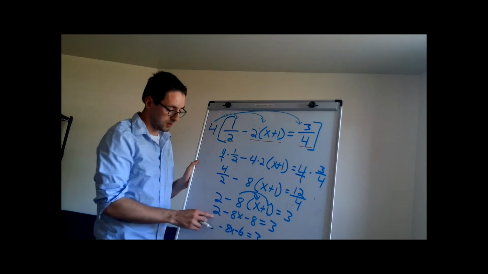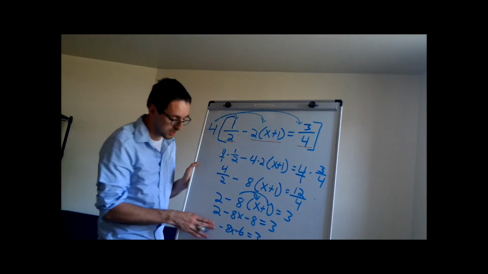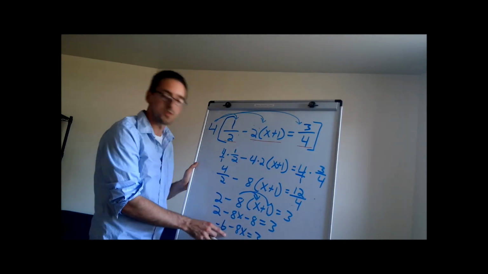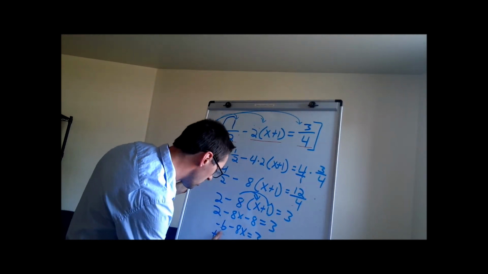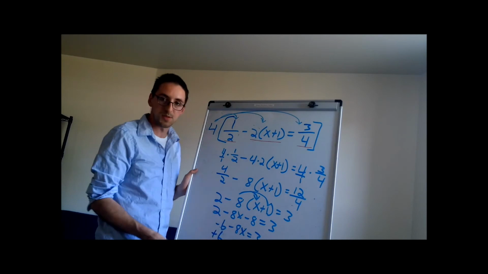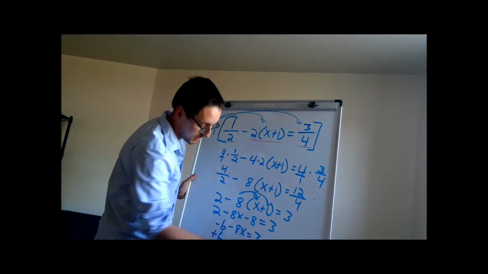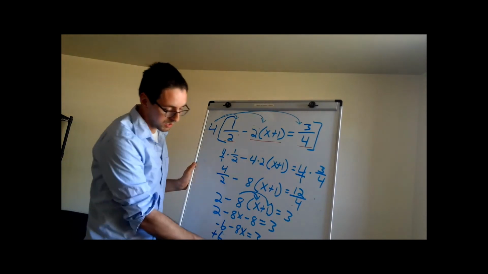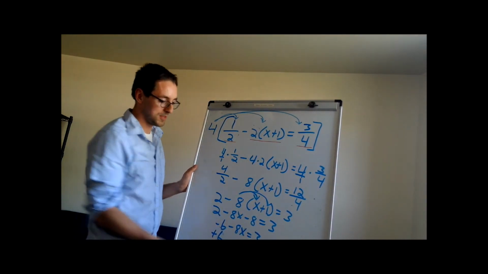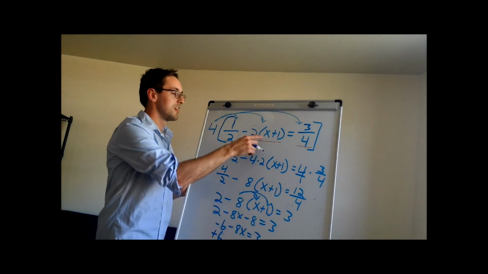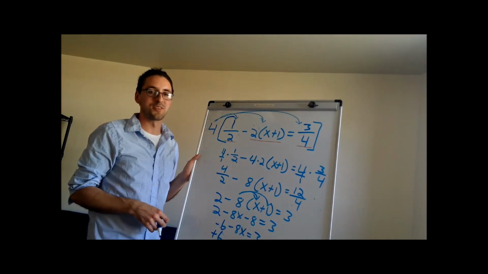And now combine like terms, add 2, subtract. That's it. Our answer is x equals -9/8. And if you'd like to double check, you can plug it in, then you've got a lot of fraction arithmetic to do.